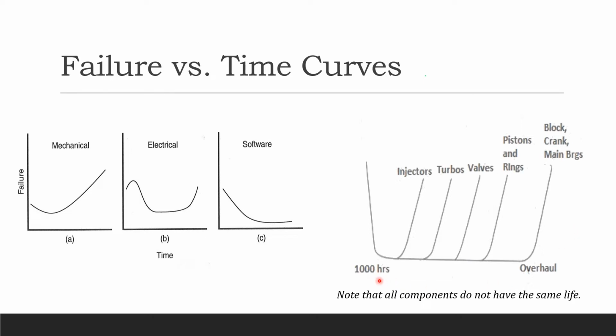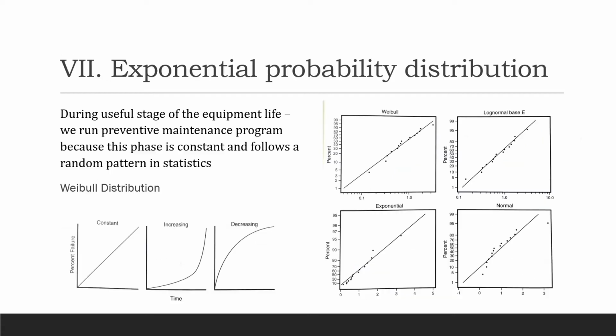So that's 1,000 hours all the way to the overall. Injectors have a shorter life, turbo longer, and so on. You can see all of the components have different equipment life. Exponential and probability distribution: here you can see the percent failure. Percent failure is nothing but presenting the failure in percentage. We have constant, increasing going that way and up, and decreasing going that way and down.